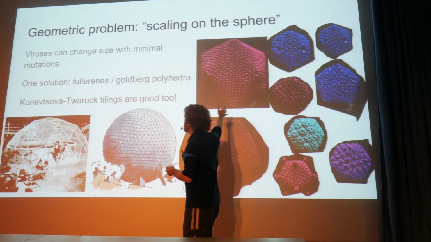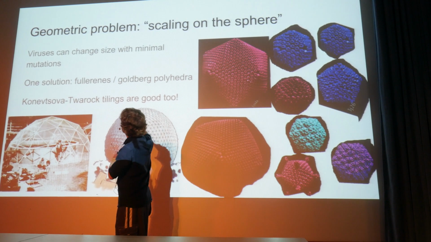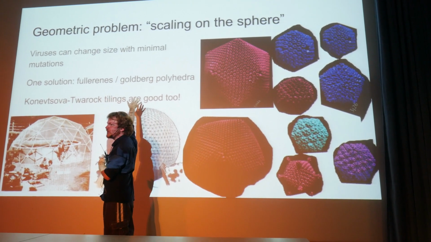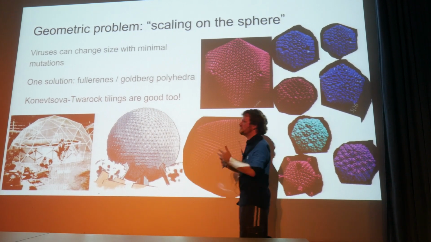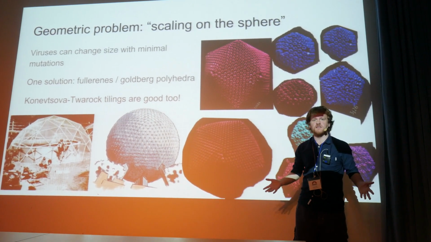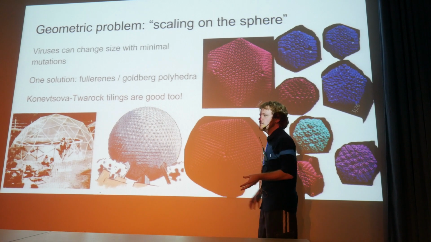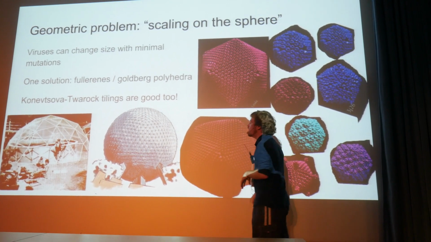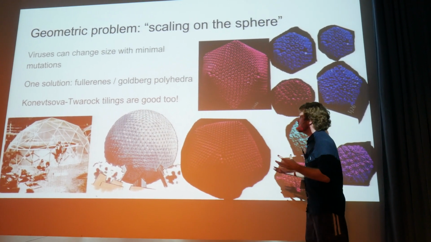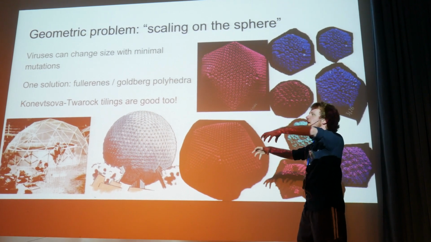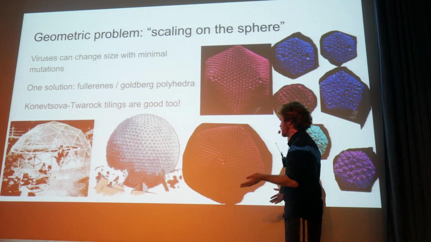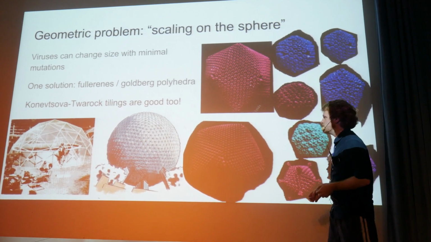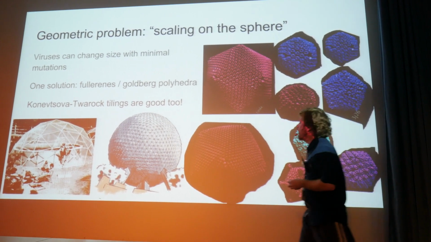The solution that they in general use to this is like Goldberg polyhedra or fullerenes. Those of you who are unfamiliar, essentially take a whole bunch of hexagons, you take 12 pentagons, you stick them together, and you can make a sphere of a certain size just by choosing the number of hexagons, and you also get nice icosahedral symmetry as well.